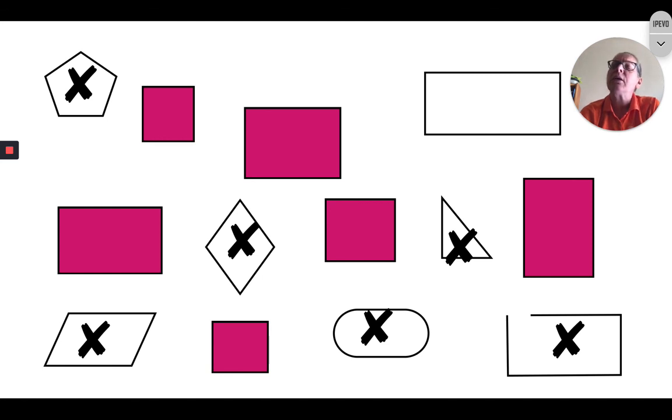Now, one last shape. Does it have 4 sides? Yep. Does it have 4 corners? Yep. Are they the special corners? They do. They look like a door.